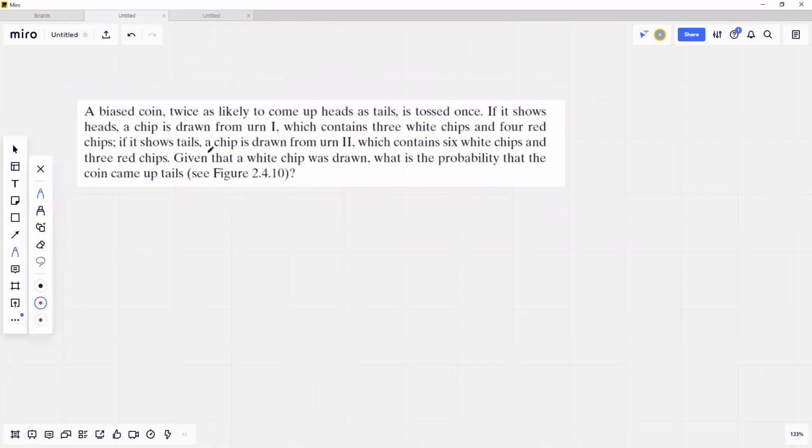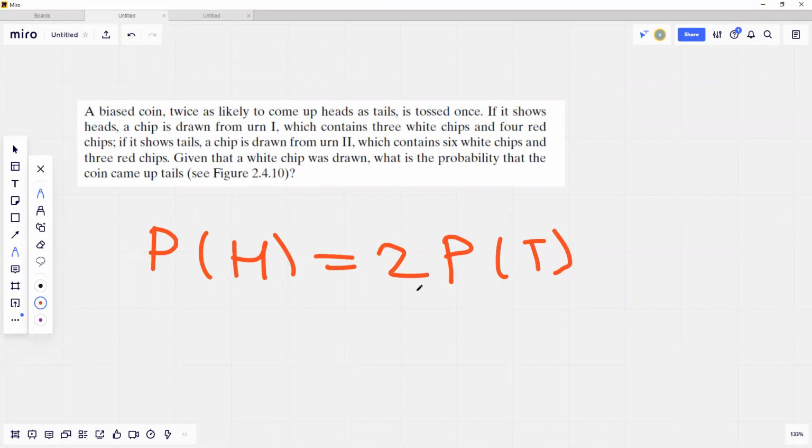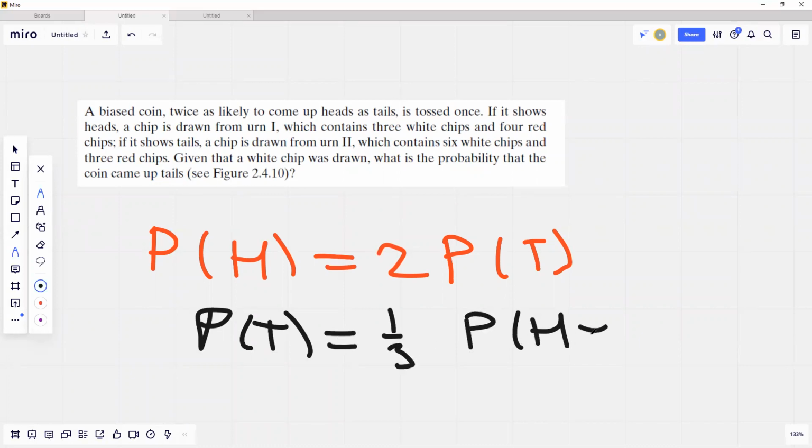So we have a biased coin, twice as likely to come up heads as tails, that is tossed once. So the probability of heads is twice the probability of tails, meaning that the probability of tails is equal to 1/3 and the probability of heads is 2/3, since their sum should be equal to 1, right?